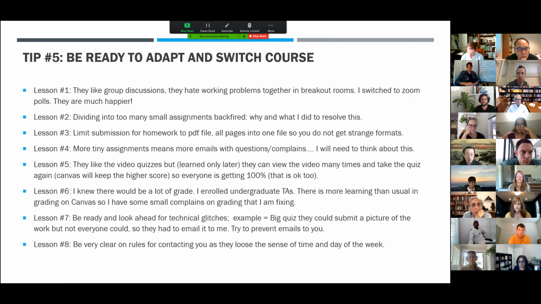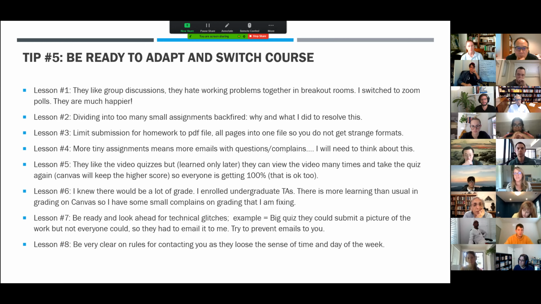First thing that I learned was that in the introductory survey, they all were looking forward to the breakout rooms and talking with the classmates. Well, they like it until they have to talk about math problems. They do not like to show other students that they're weak in math, and the good students in math get bored having to teach other students math. Very quickly, I realized the breakout rooms were not working. They hated it, and I switched to Zoom polls.